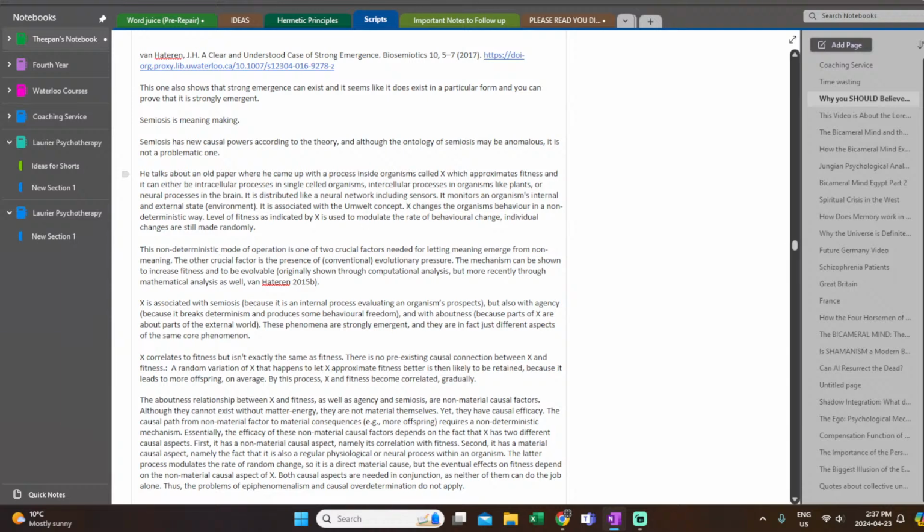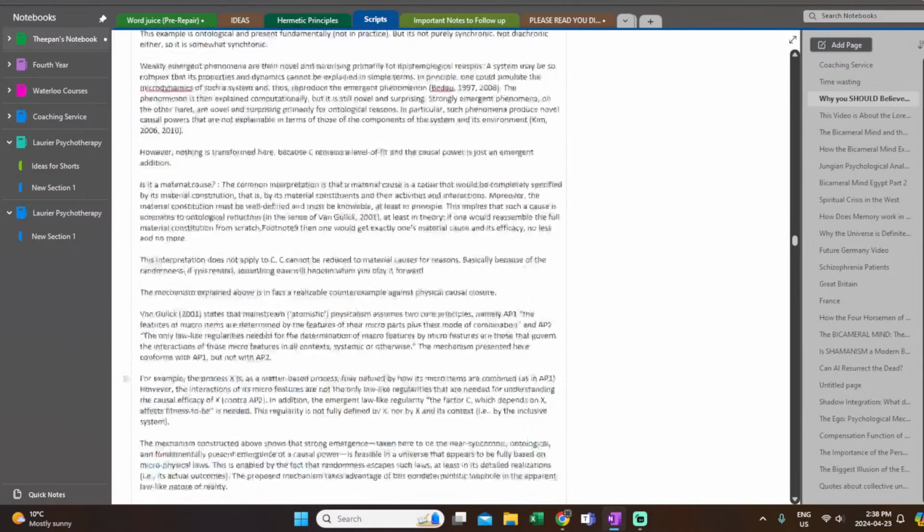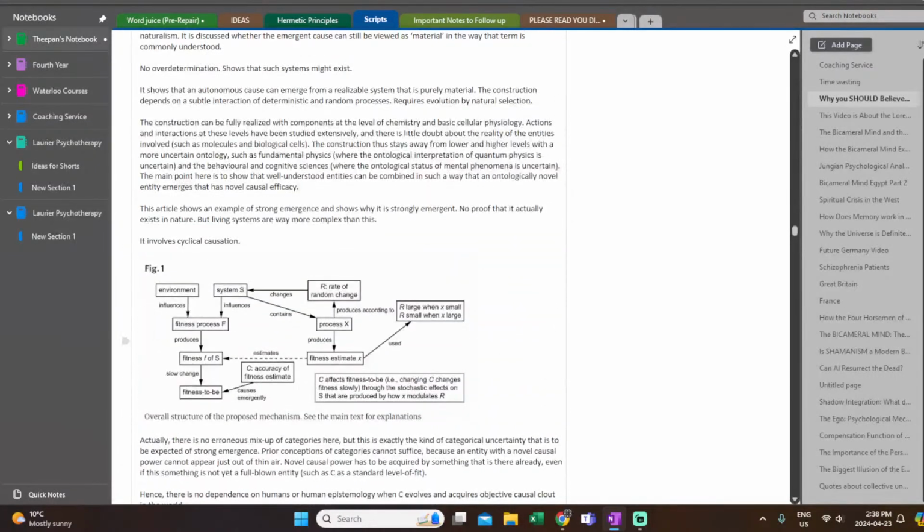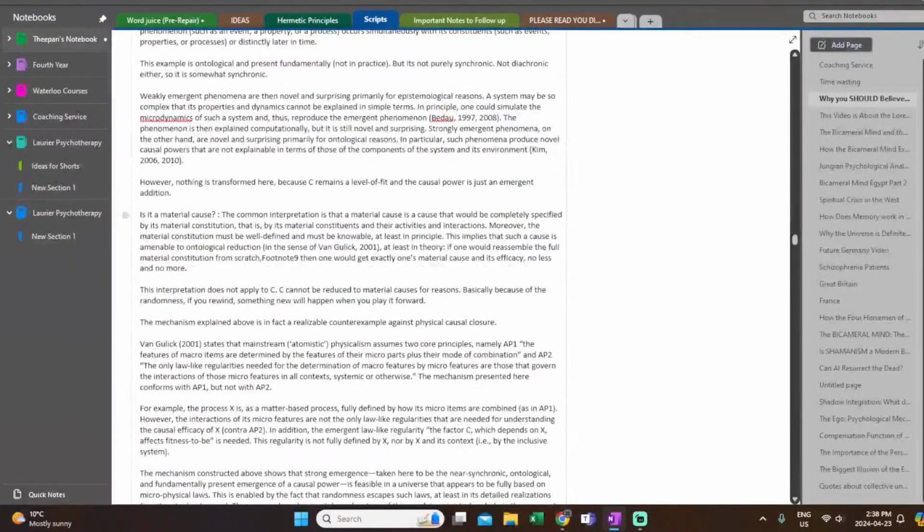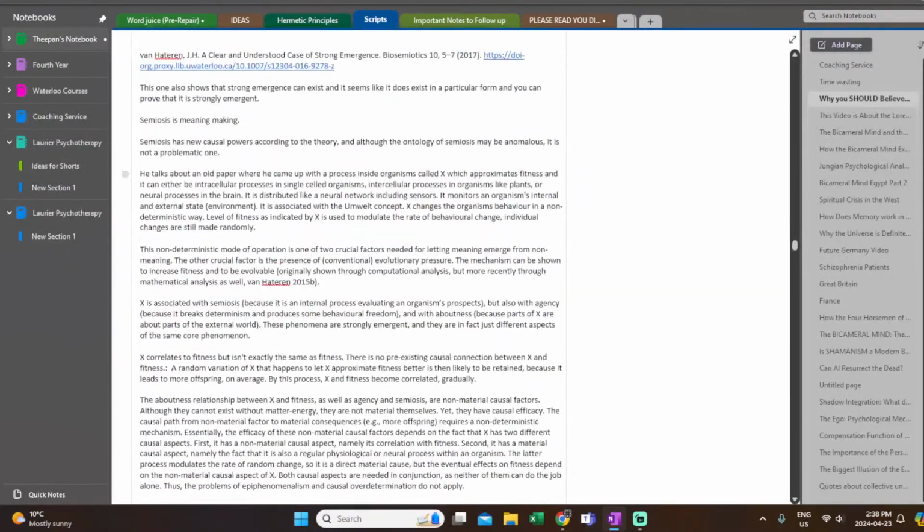It's just that the way your mind is predisposed will cause you to see it in a certain way. So imagine this process within an organism that approximates its own fitness, and there are multiple mechanisms that can accommodate this. X changes the organism's behavior in a non-deterministic way. A level of fitness, as indicated by X, is used to modulate the rate of behavioral change. Individual changes are still made randomly. Okay, so I remember. This is pretty much describing what I described in the earlier paper, but it's using random rate of behavioral change rather than random rate of DNA mutation. It's the same kind of idea, and it still gives rise to a strongly emergent phenomenon.